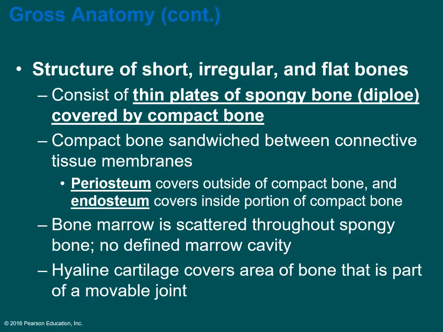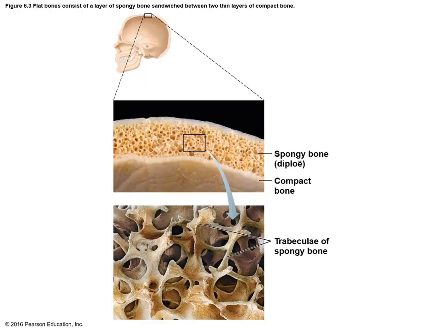Periosteum covers the outside of the compact bone, and the endosteum covers the inside portion of the compact bone. And then, like I said, that bone marrow is going to be within the spongy bone. Hyaline cartilage covers areas of the bone if it's part of a movable joint. So this is showing on the bottom picture the trabeculae. That's what the bone arrows are pointing out here, these little bone projections. These spaces, as I said, are going to be filled with either red marrow or yellow bone marrow.